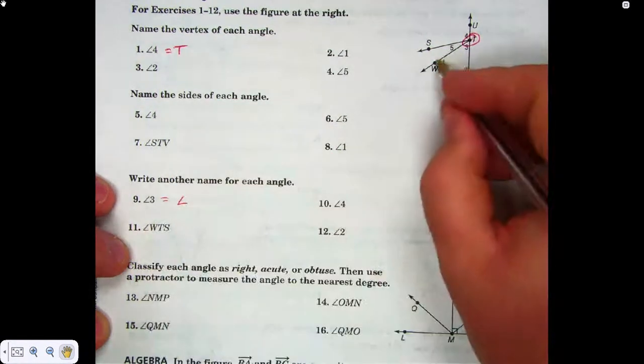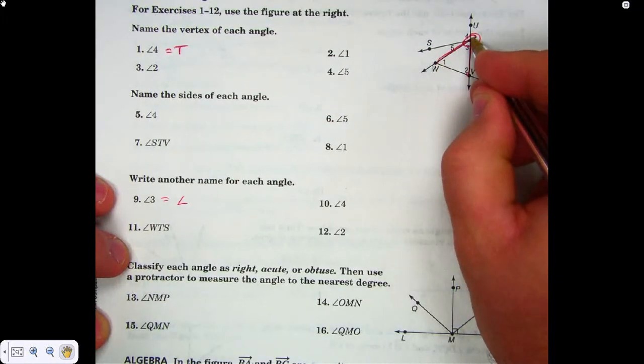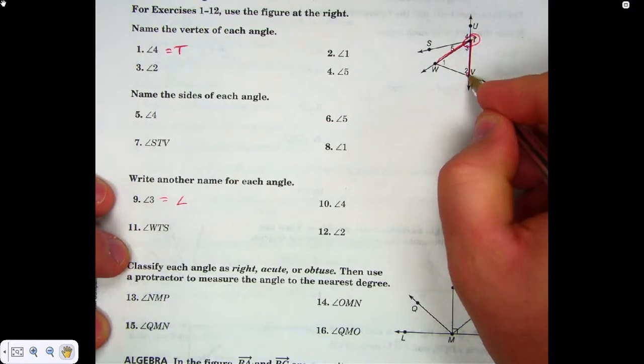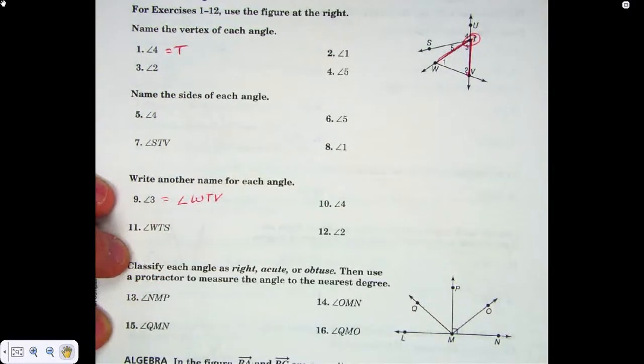So angle 3 is this angle right here. I would draw it by going from W, then to what? Then to? So angle WTV. Those are the type of problems you can't get wrong on this test. Okay, guys?